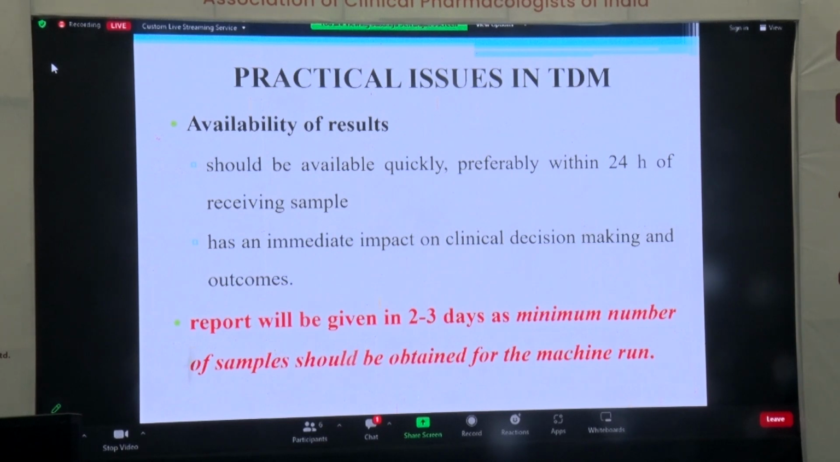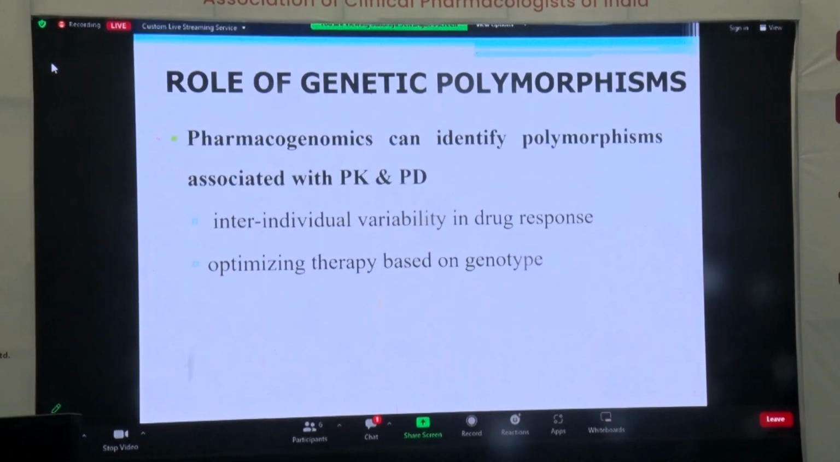But if only 2-3 samples are there, then they will wait at least for some 7-8 samples to be collected. This is mainly to avoid wasting the machine run and consumables. So it depends. If we get more samples, the results will be given immediately. If the samples are less, then they have to wait. So these are some of the practical issues which we face in our setup.